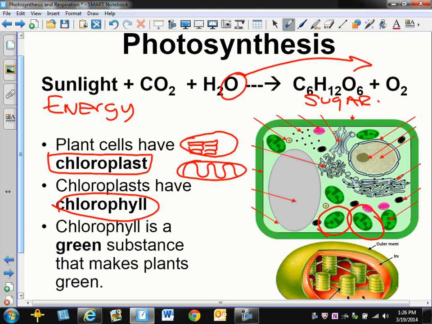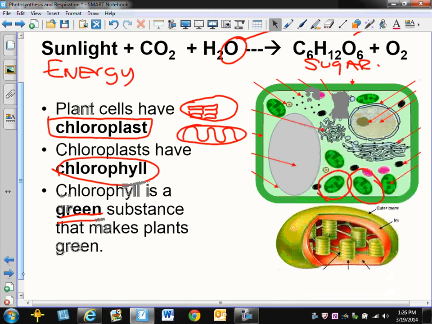Chlorophyll is a green substance that makes plants green. And plants are green because that's the color of the wavelength it's reflecting, which we're not going to go into. But if you were to put plants under green light, they won't grow. They need yellows, reds, blues, not green. Okay? Questions so far? We good? You're rocking it? Okay.